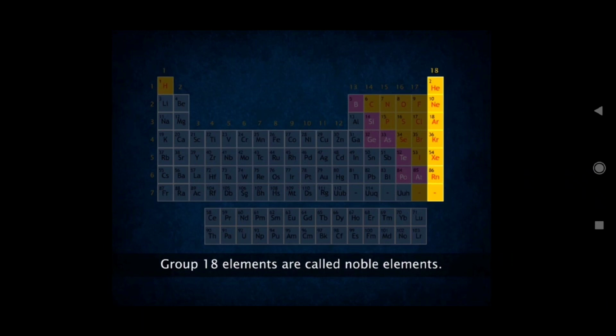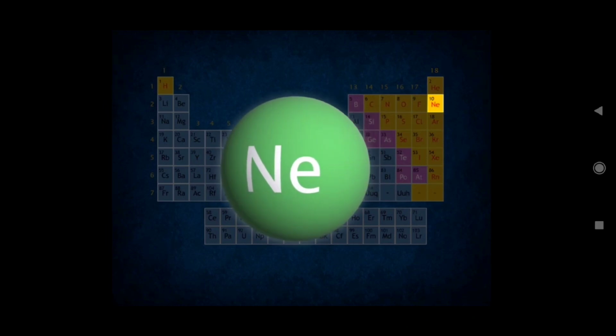Group 18 elements are called noble elements. Let us take the example of neon.